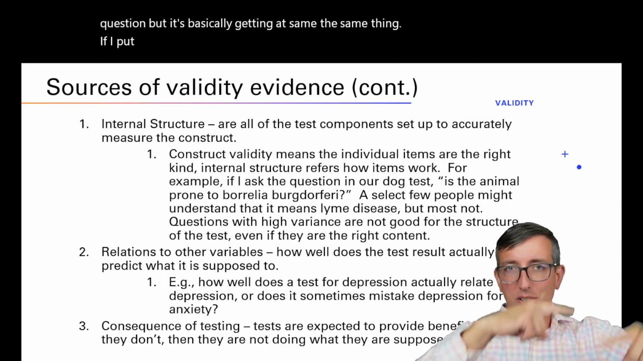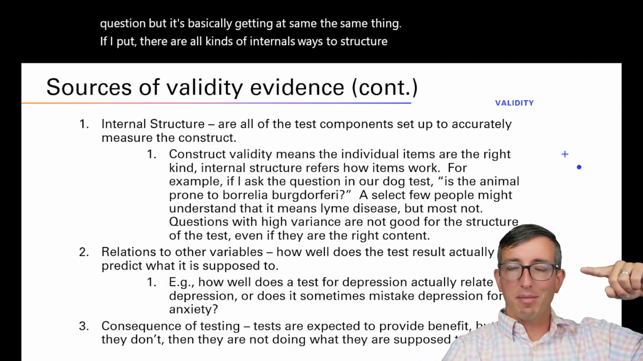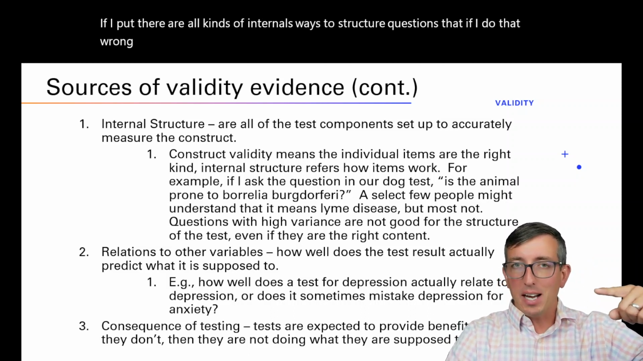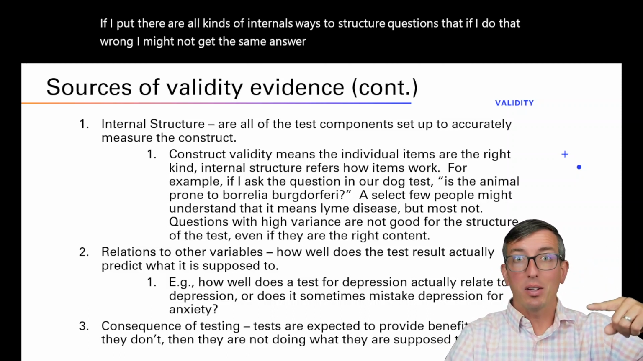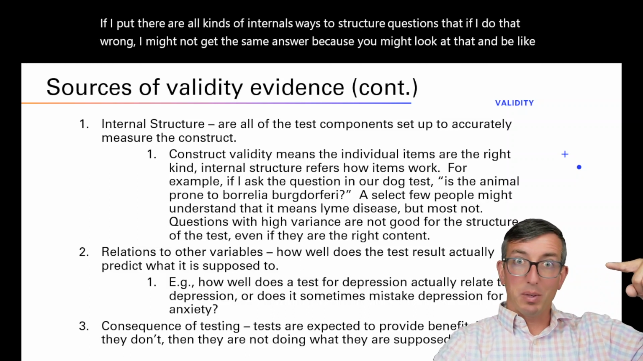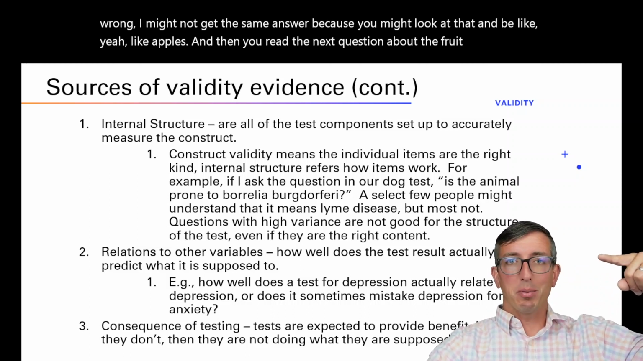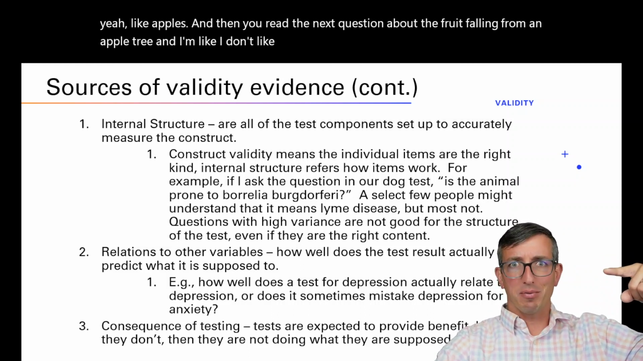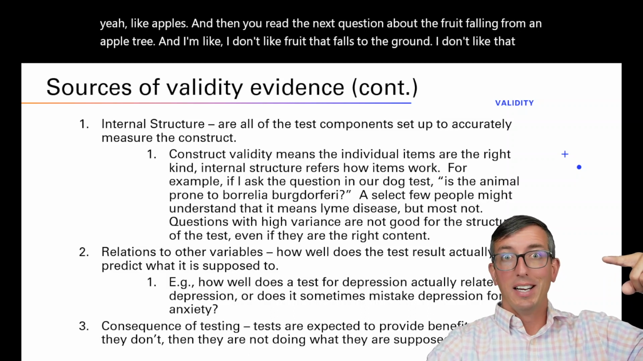There are all kinds of internal ways to structure questions that, if I do that wrong, I might not get the same answer. Because you might look at that and be like, yeah, I like apples. And then you read the next question about the fruit falling from an apple tree, and I'm like, I don't like fruit that falls to the ground. I don't like that, whatever.